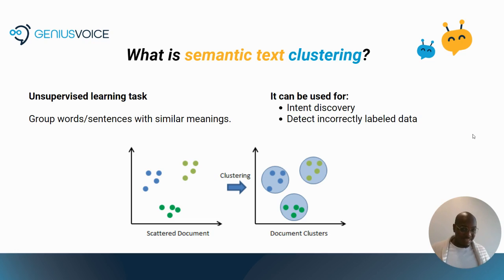Okay, so what is semantic text clustering? Well, semantic text clustering is an unsupervised learning task in which we try to group words or sentences with similar meaning. And this can be very useful for things such as intent discovery in a large corpus and to detect incorrectly labeled data, which I will show you in the next slide.